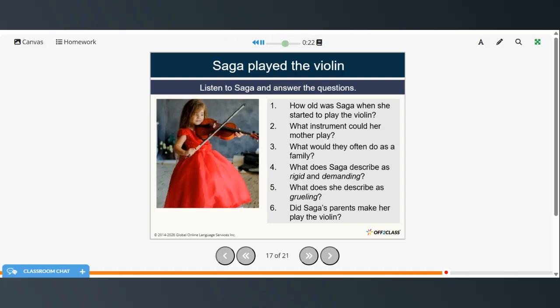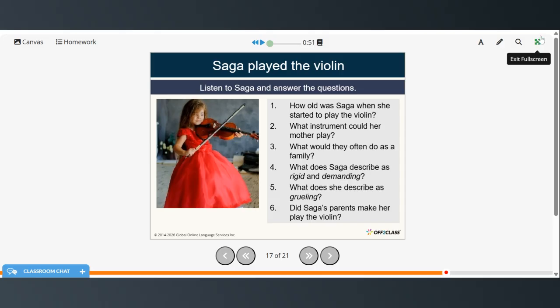My mother quickly recognized my talent, and I used to follow a rigid and demanding practice timetable. I would spend at least 2 hours a day, 7 days a week practicing the violin. Looking back on it, it was a pretty grueling schedule for such a young child. It was challenging, but I don't think my parents really forced me to do it.